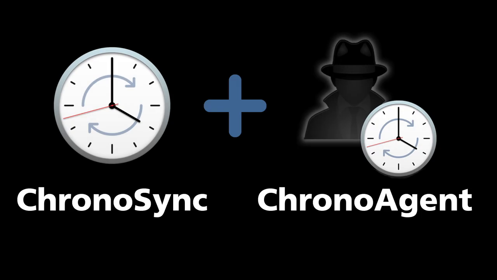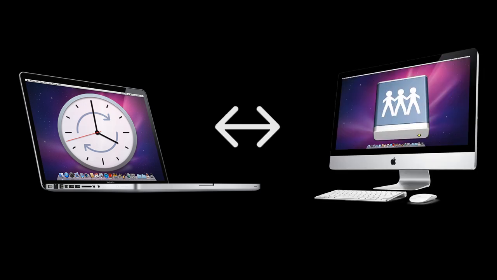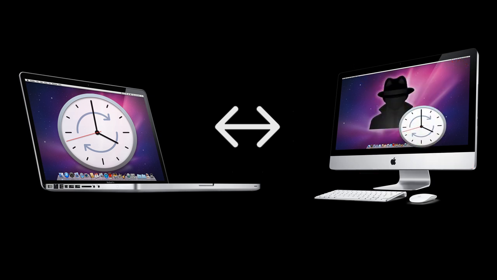ChronoSync is a macOS application that can synchronize or backup data to another computer over a standard file sharing connection. In general, such connections work well. However, there are situations where standard file sharing doesn't quite cut it. Fortunately, you can use ChronoAgent to replace file sharing and achieve the performance and flexibility you demand.